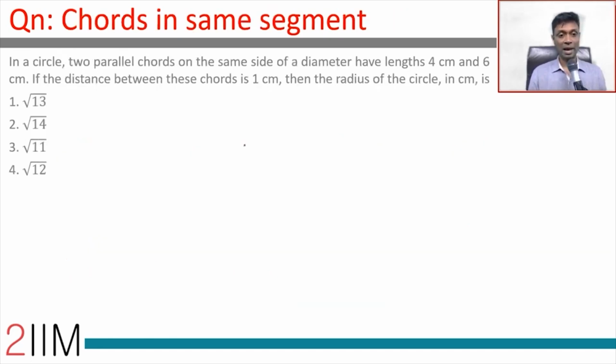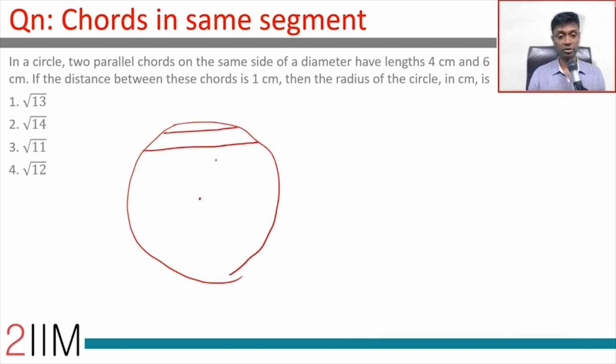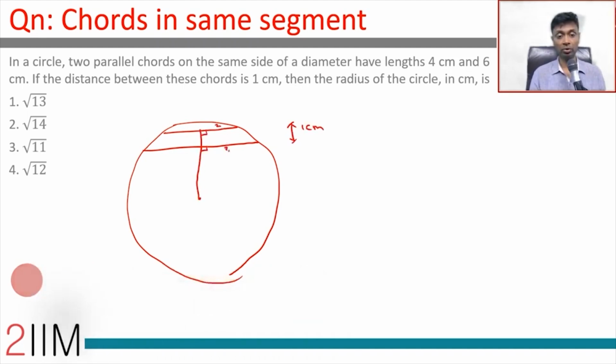In a circle, two parallel chords on the same side of a diameter have lengths 4 and 6 centimeters. So let's draw this circle. Center here, one measures 4, one measures 6. The parallel chords, distance between them is 1 centimeter. From the center, draw a line perpendicular to one chord. It will be perpendicular to the other chord. This is 2, this is 3. Say this is AB, CD, PQ. PQ is 1. Let's say this is X.